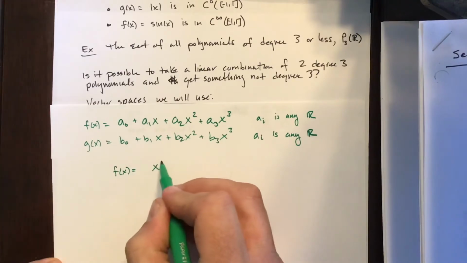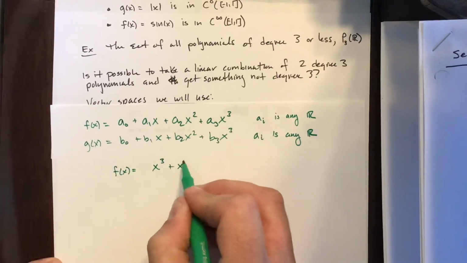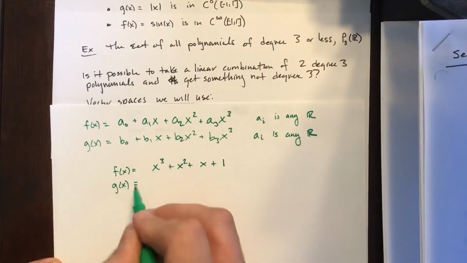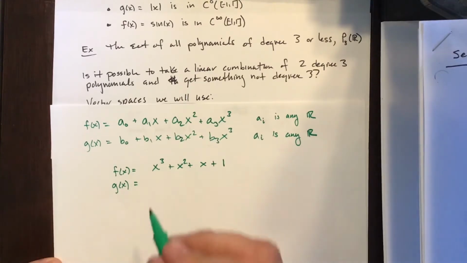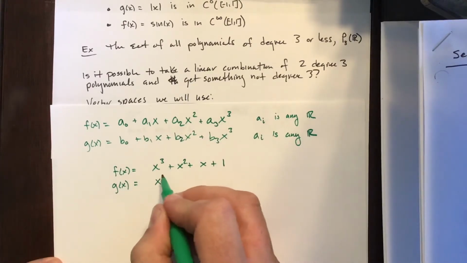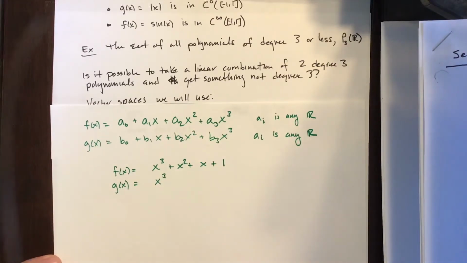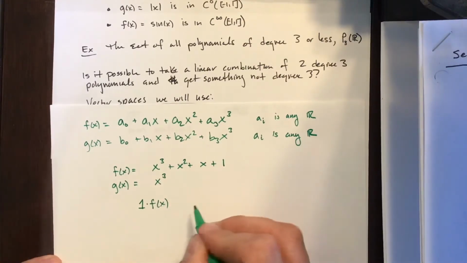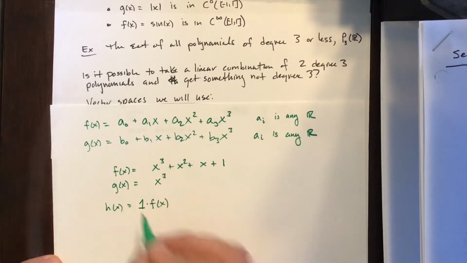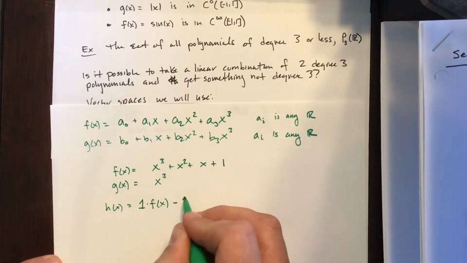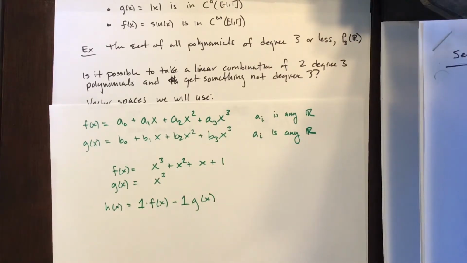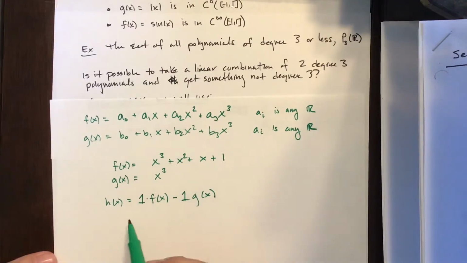Let f of x be x cubed plus x squared plus x plus 1, and let g of x be the function x cubed, and let the linear combination be h of x equals 1 times f of x minus 1 times g of x. Remember, we're looking at this as though they were vectors. So that's like taking 1 times f of x.